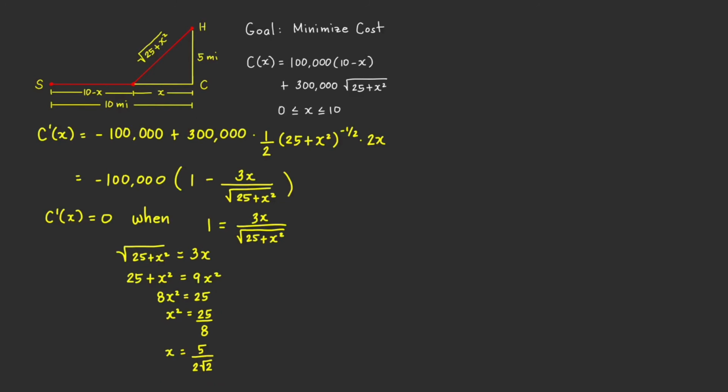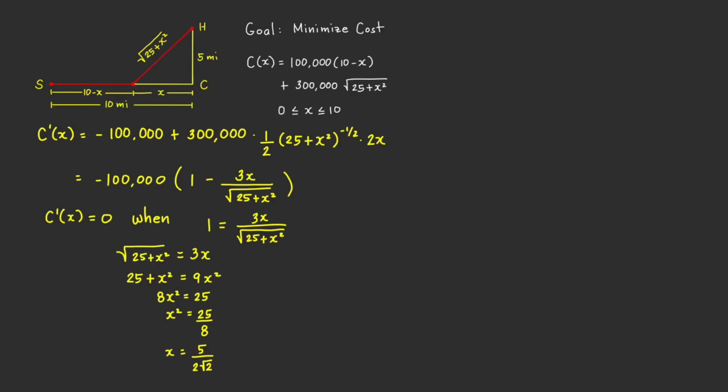Here you can already use the closed interval method to determine the x value that gives you the minimum cost. All you need to do is find the value of C at the endpoints 0 and 10, and at this critical value, and compare the function values. But we can also apply the second derivative test to determine whether this critical number, which is the only critical number of this function, gives us a local minimum. Then we are sure it's the absolute minimum of this function C, because it's the only critical number of C.